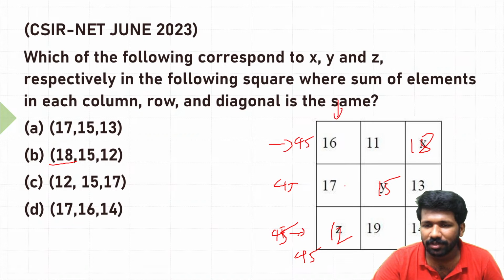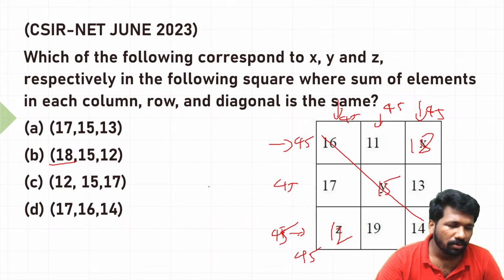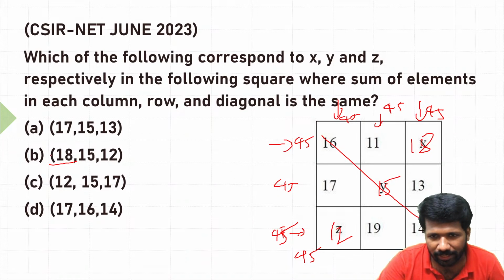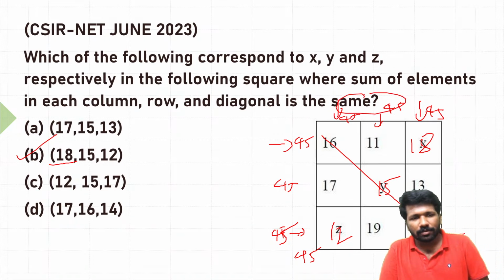Column wise 16, 17, 12 is also 45. 11, 15, 19 is also 45. This sum is also 45. Please check it. And the other diagonal you can check, that is also 45. So row wise, column wise and diagonally 45 is the sum. That means it is the same. So option B is the correct answer. I hope all of you understood this.